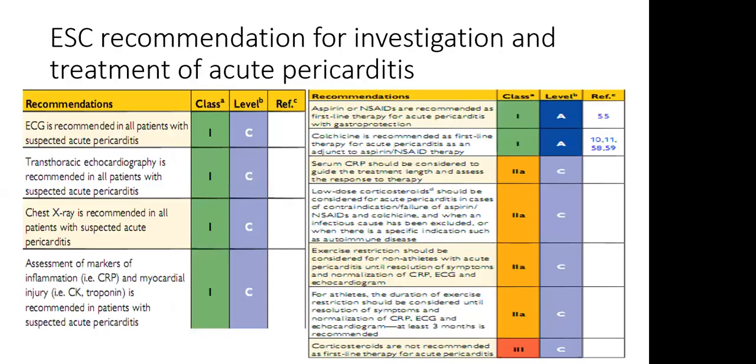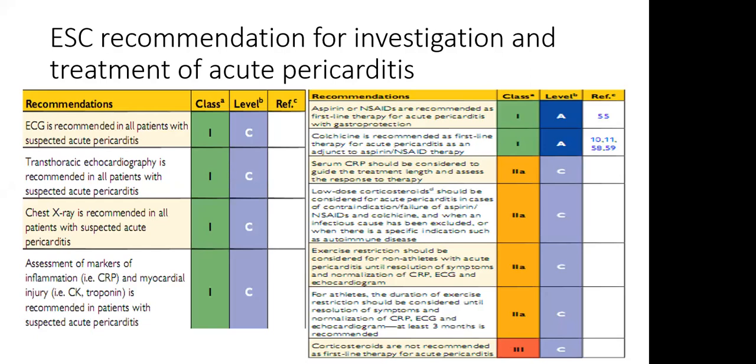Okay, so for the ESC guideline, for investigation and then treatment simultaneously, let's start with the investigation. ECG is a class 1 recommendation. A transthoracic echocardiograph is also another class 1 indication. Chest X-ray is recommended, which is another class 1, and then the CRP to help us manage the progress is also another class 1 recommendation. For the treatment, like we said earlier on, aspirin or NSAID is another class 1 recommendation, and colchicine for the first 3 months is also another class 1 recommendation.